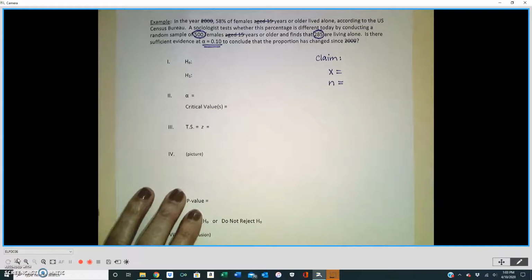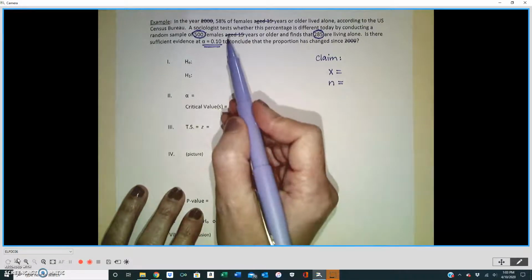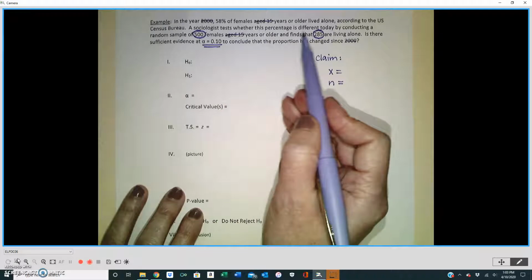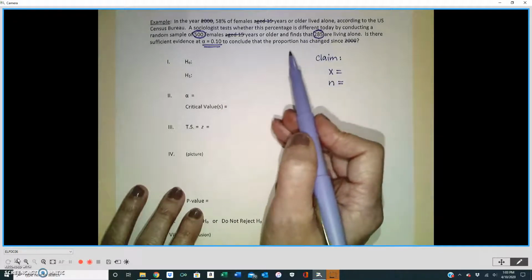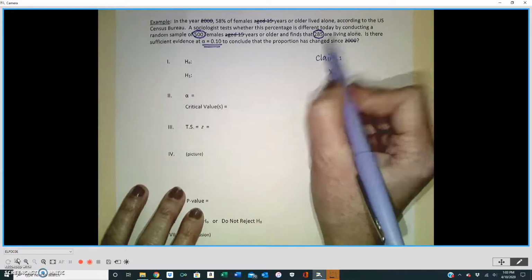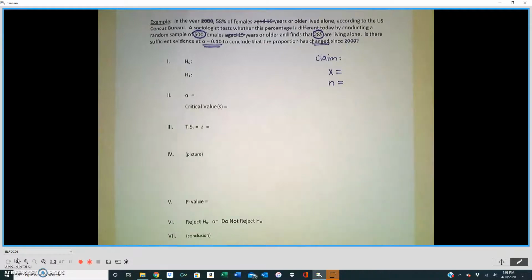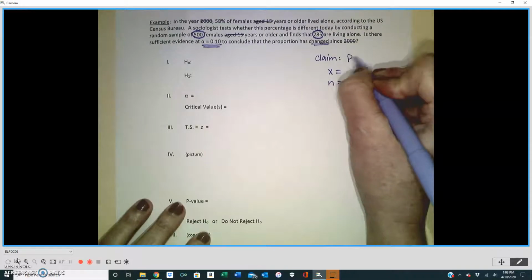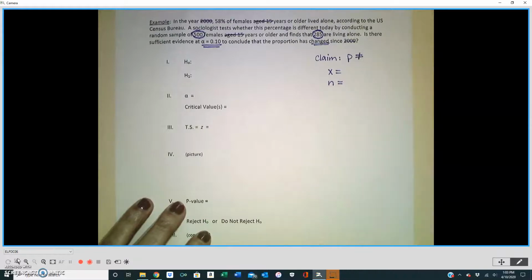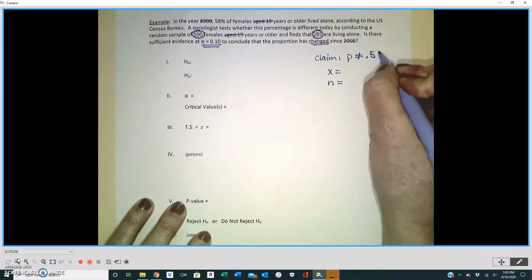Okay. So let's see. What are they claiming? Or what is she testing? Whether the percentage is different today or that the proportion has changed. What does changed mean? Well, changed is a very non-committal word. The sociologist is not saying they think it's bigger now or that they think it's smaller. They're just saying they think it's different. So when you see words like different and changed, it means not equals. Not equal to what? Not equal to what it was back in 2000, which was 58%.